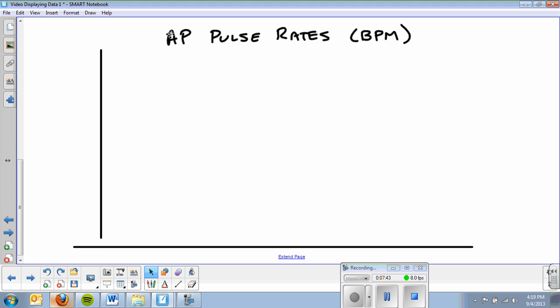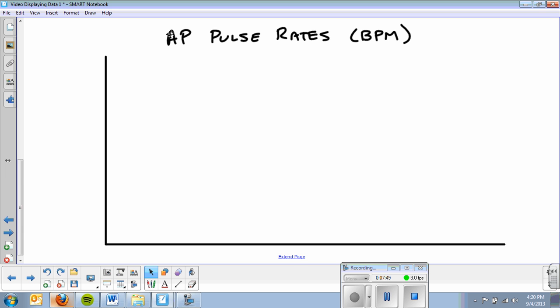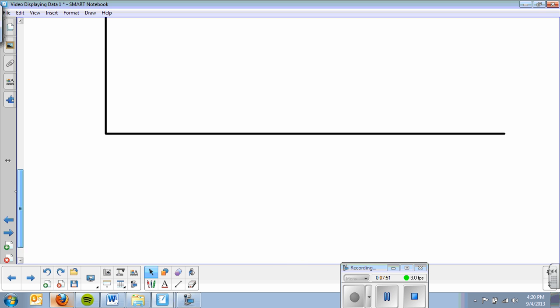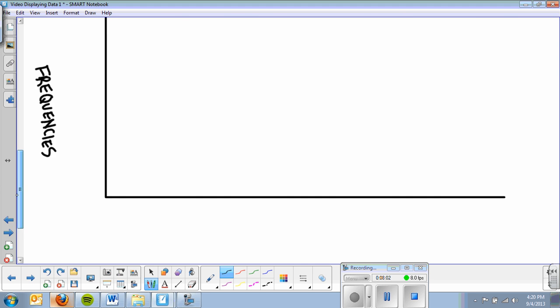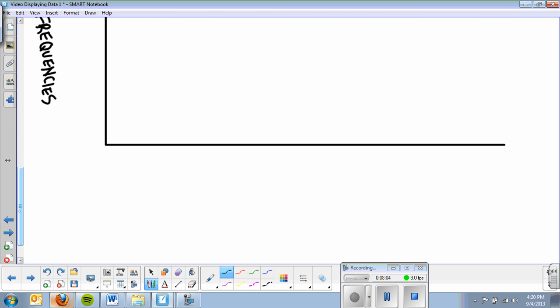You're going to want to label your axes. Okay, so on this side, we're going to have frequencies. It's basically going to be the height of each bar. And down here, we have pulse rate.